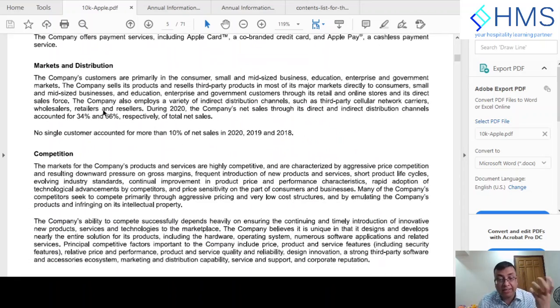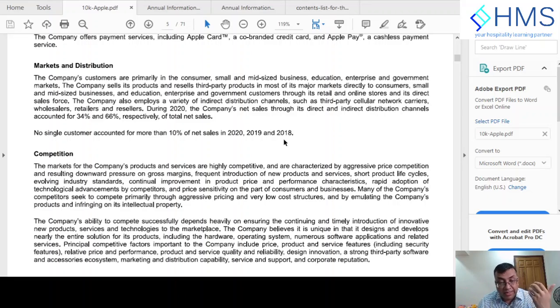Now, the markets and distribution, the company is telling who the market and distribution are. There is one thing very important here, you will see: no single customer accounted for more than 10% of net sales in 2020, 19 and 18, which is a very important piece of information for you to take care of, that the company does not have any single major customer. Because if the company has a single customer which accounts for more than 10% of the net sales, it's kind of risky, right? Because it means the company is dependent on that particular customer for its financial performance.